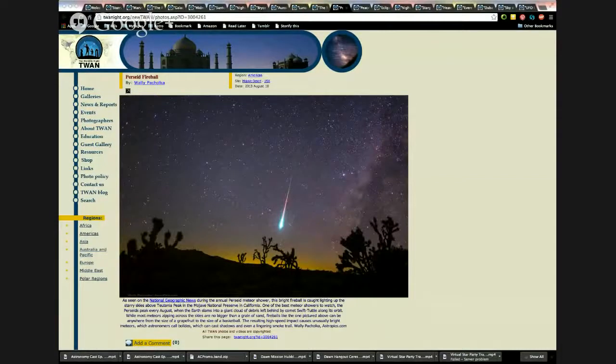Being at the right time at the right place enables you to capture such a shot as you're seeing by my colleague Wally Pacholka during the Perseid meteor shower just recently in August. This is a fireball, or in another way, a bolide. It's much brighter than a normal meteor. It's nearly magnitude minus 10, so it's equal to a quarter moon, or 50% moon in the sky. These are very rare, and in order to capture it, you need to be at the right location at the right time during the meteor shower.